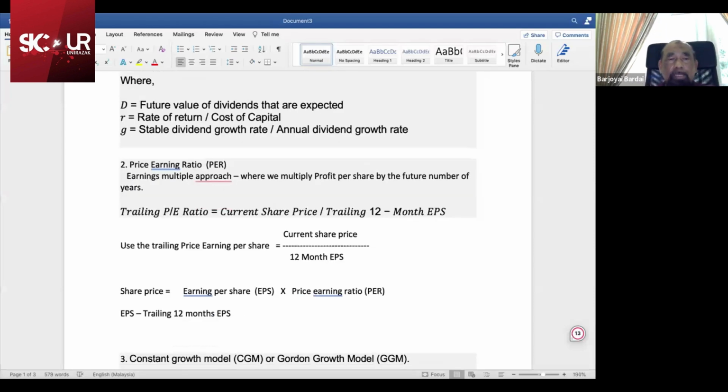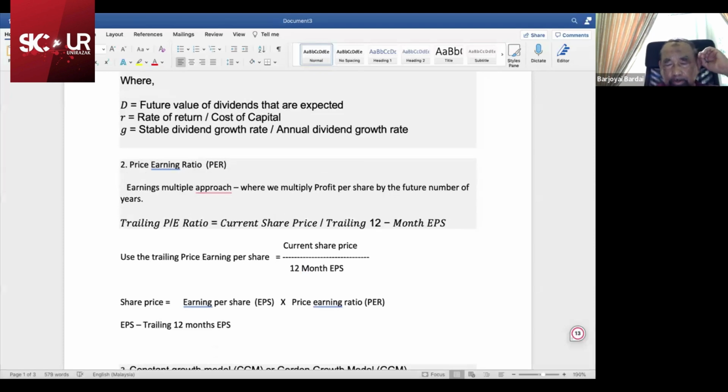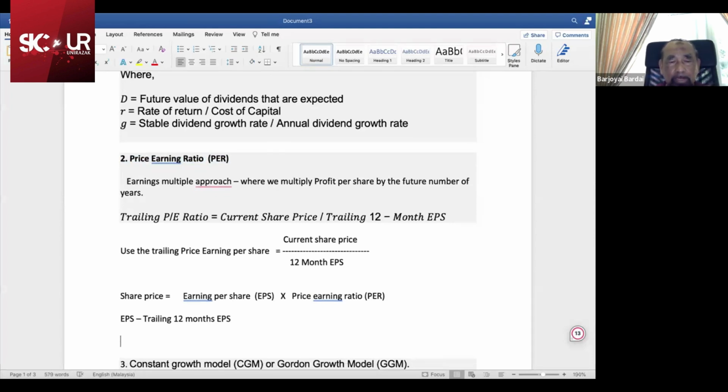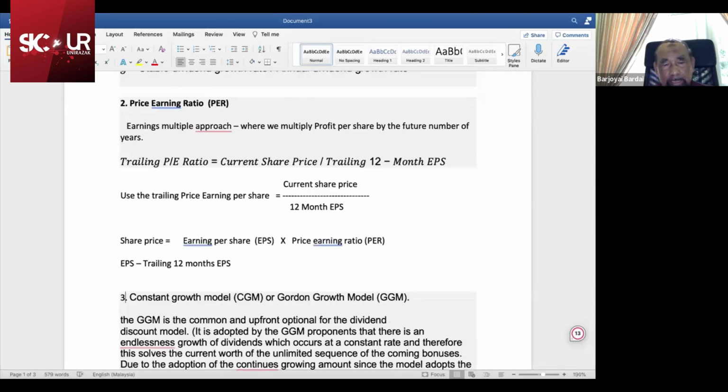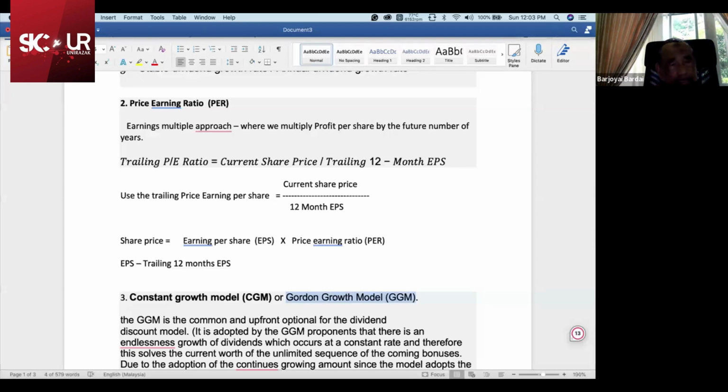So this is normally the most popular method used in the market. As a rule of thumb, we will normally use the earning per share approach. There is also another approach called the constant growth model, or also called the Gordon growth model. This is the same thing.